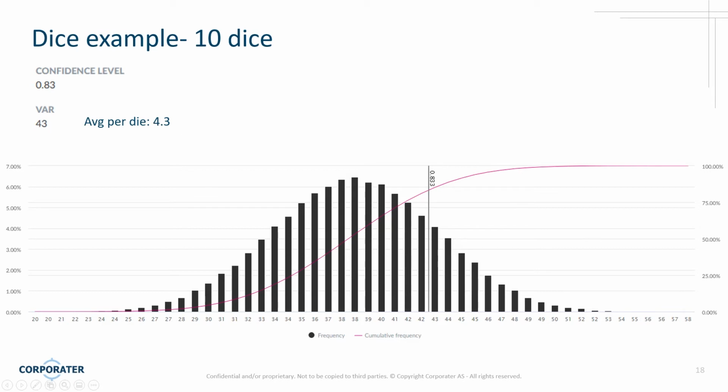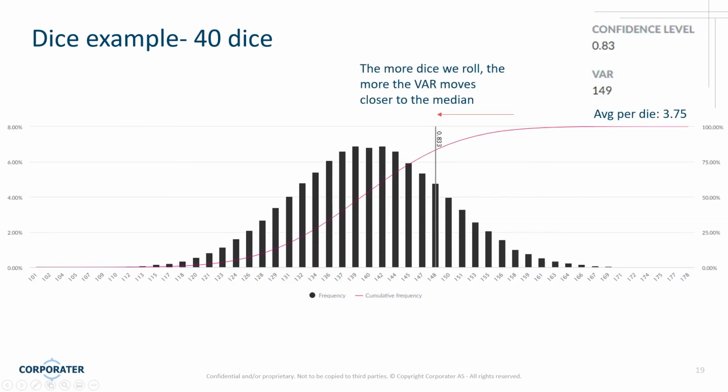Let's just turn it up another notch. Let's take it up to 40 dice. And you can see that the average here, if we take 149 and divide it by 40, we get 3.75. So again, the average per die keeps getting smaller as we roll more of these up. It just keeps dropping. And the reason, again, is that there are many more combinations that can occur towards the middle than towards the edges.